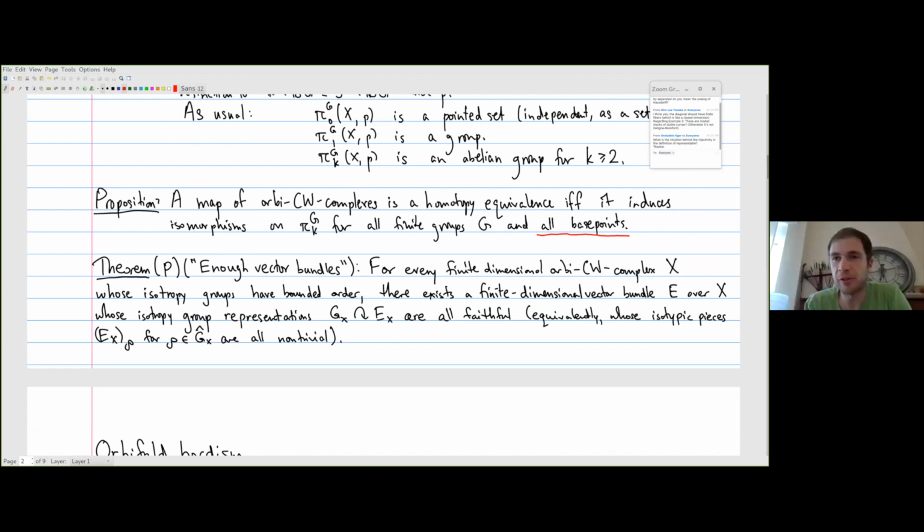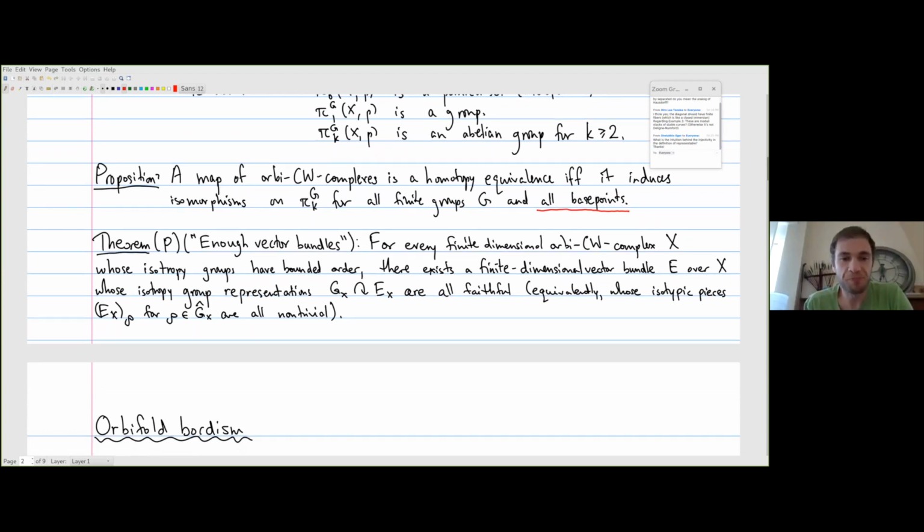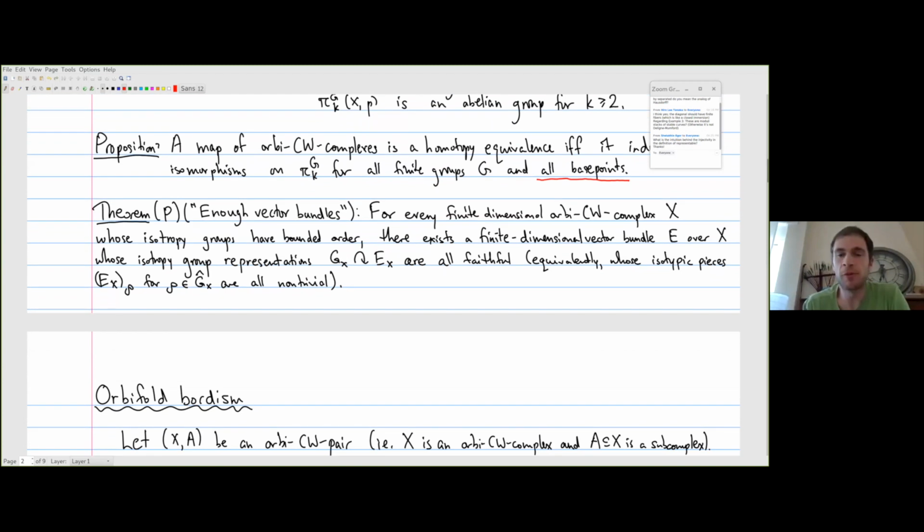Okay, so now let me introduce orbifold bordism, because this is one of the main players in the Pontryagin-Thom isomorphism. Orbifold bordism is going to be a homology theory for Orbispaces. And what do Eilenberg's axioms tell us about homology theories? They're functors on pairs. So let's begin with an Orbi CW pair, just an Orbi CW complex and a subcomplex.